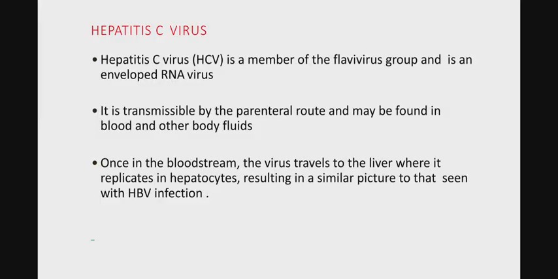The hepatitis C virus. Hepatitis C virus is a member of the Flavi group and is an enveloped RNA virus. It is transmissible by the parenteral route and may be found in blood and other body fluids. Once in the bloodstream, the virus travels to the liver where it replicates in hepatocytes, resulting in a similar picture to that seen with HBV infection.